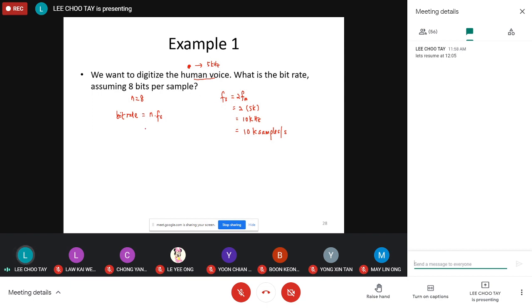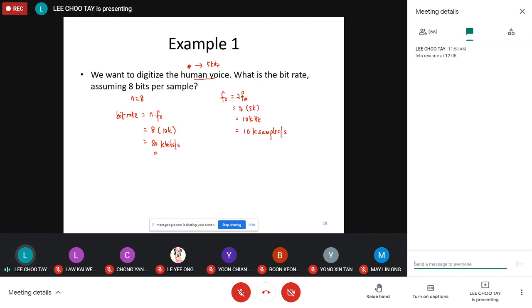So that gives me a bit rate of 8 bits per sample. For every sample, I'm going to represent it with 8 bits. I have 10,000 samples in a second, so I have to multiply that by 8. That will give me 80 kilobits per second. 80,000 bits per second. That's my bit rate.